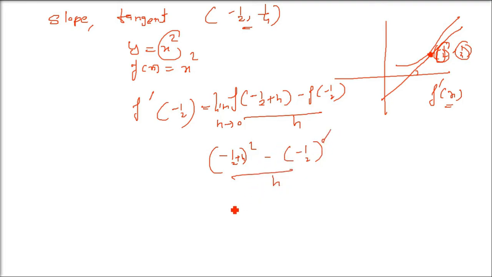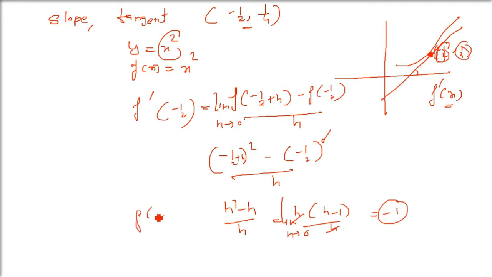I'm just telling you the answer, because I don't want to get into the detail of this solution. After simplifying, h squared minus h by h, you can take h common, and it is going to be minus 1. So the slope is minus 1 from the positive x-axis.